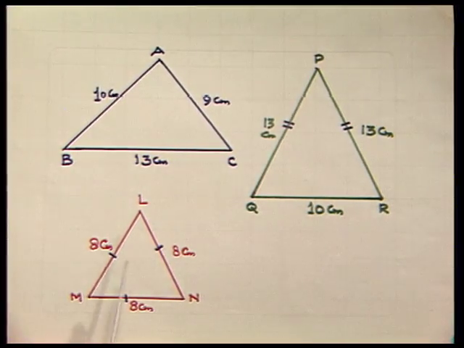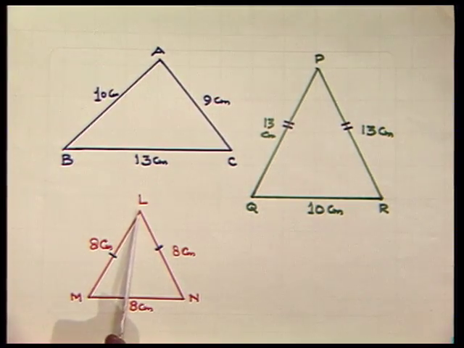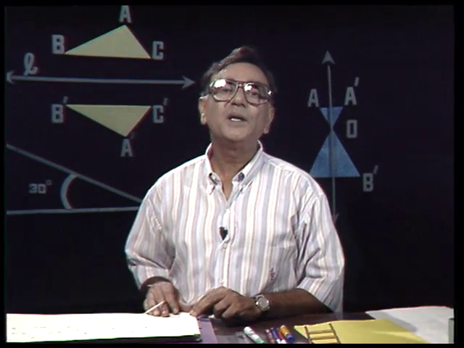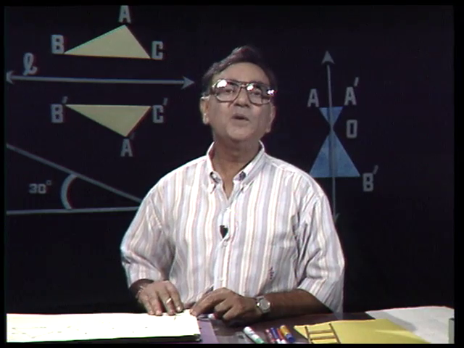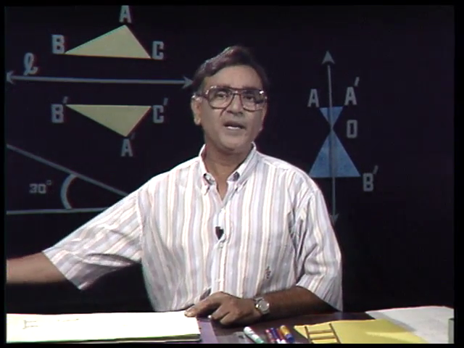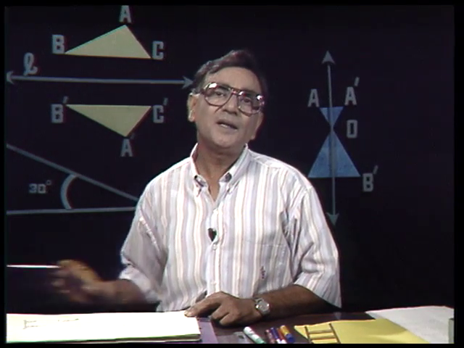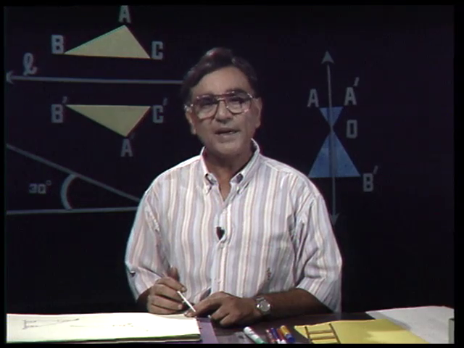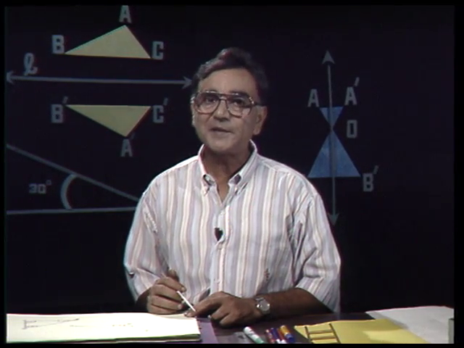But if all the sides of a triangle are of equal length, like in this LMN, each side is 8 centimeters, such a triangle is called an equilateral triangle. So, this was one way of differentiating between the different triangles. Can we think of another way where we can say something about the triangle as to what type of triangle this is?